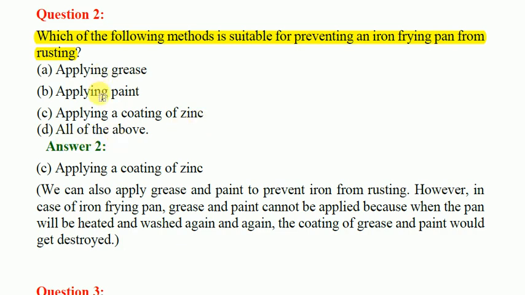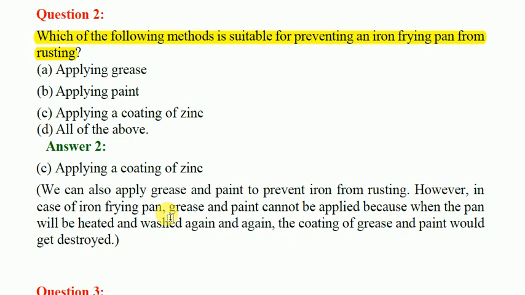Students, one point to remember: they are asking about a frying pan only. So I am taking option C as the correct answer. Why is option C correct? We can also apply grease or paint to prevent iron from rusting. However, in the case of frying pans, we are continuously using them for cooking purposes and we wash them.